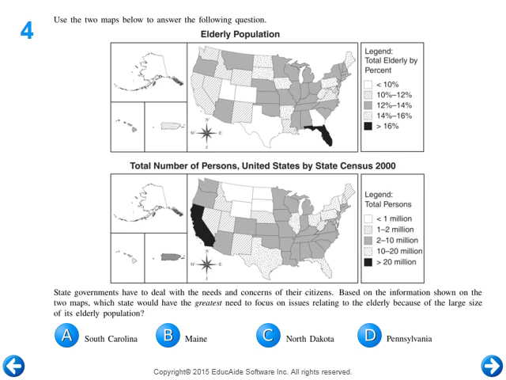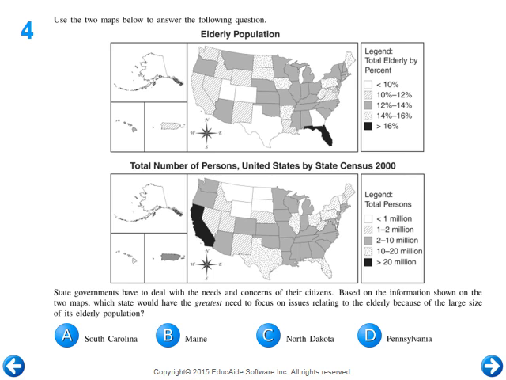So we've got South Carolina, which is shaded in the 12 to 14% range. Maine, which is in the 14 to 16% range. Pennsylvania, which is again in the 14 to 16% range. And North Dakota, which is again in the 14 to 16% range. So those three, it's going to be Maine, North Dakota, or Pennsylvania.